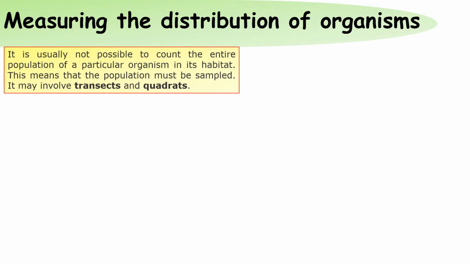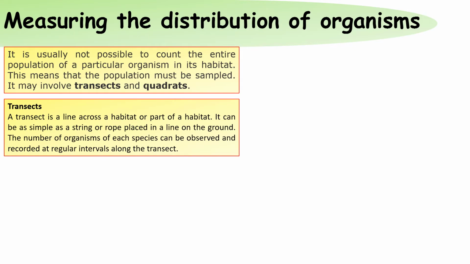The final section that we need to consider is how we measure the distribution of organisms. It is not usually possible to count the entire population of a particular organism in a habitat. This means that the population must be sampled. The two main ways that this is done is by the use of transects and the use of quadrats. A transect is a line across a habitat or a part of the habitat. It can be as simple as a string or rope being placed on the ground. The number of organisms of each species can be observed and recorded at regular intervals along the transect.